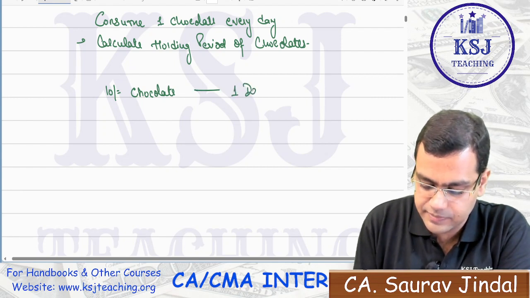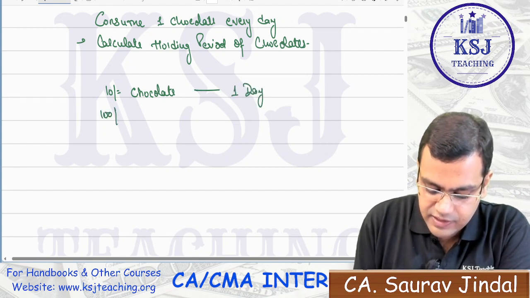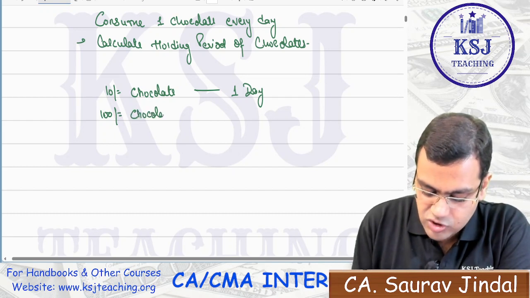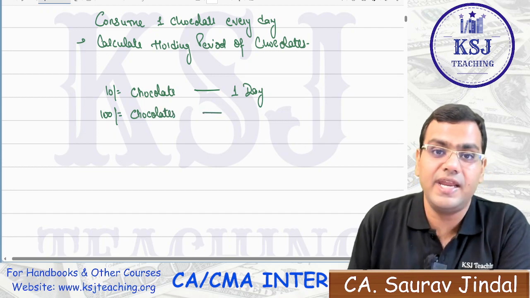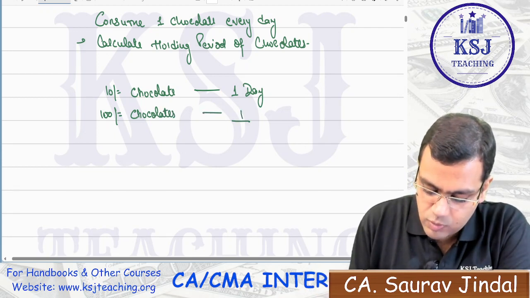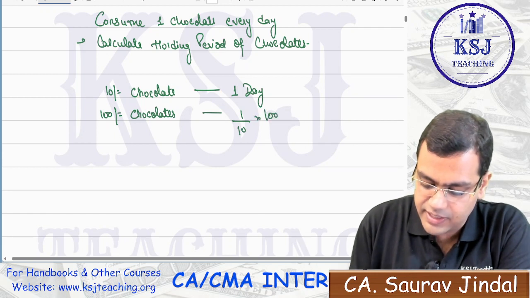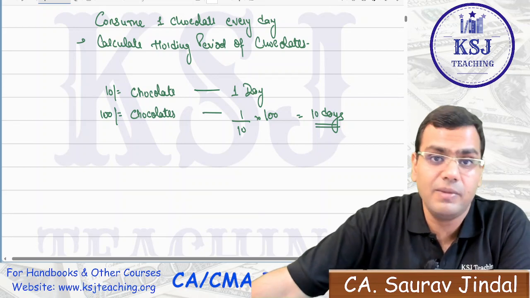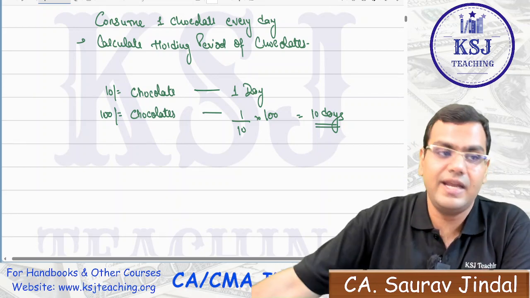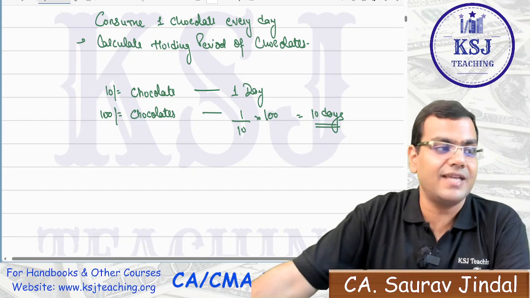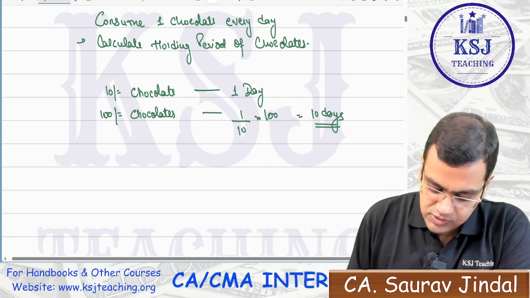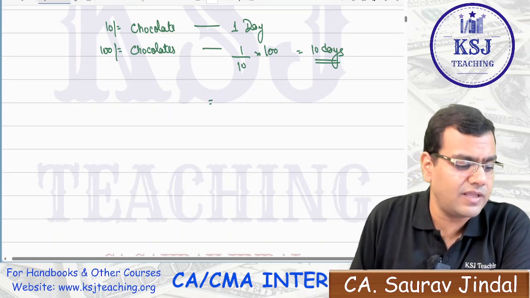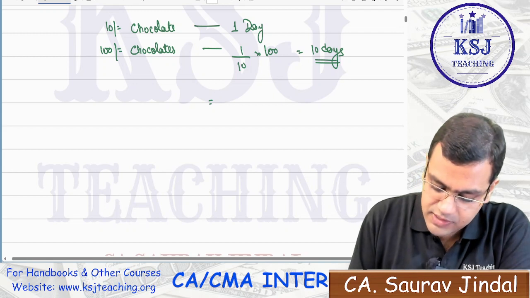you will say, sir, a chocolate worth 10 rupees I am going to consume in 1 day. So if I have chocolates worth rupees 100, in how many days will I be consuming it? 1 divided by 10 multiplied by 100. That is, the holding period is 10 days. I will be holding these 10 chocolates for 10 days, consuming them in the next 10 days. So what is the formula here, sir, that you have used? Sir, we haven't used any formula. Yes, you yourself have used the formula, sir. What is the formula that you have used?